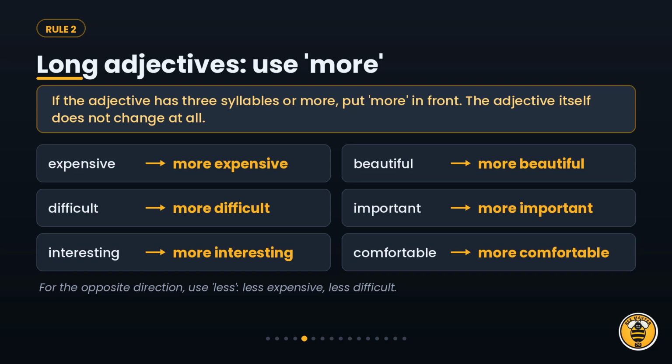Rule 2. If the adjective is long, that is three syllables or more, you do not change the adjective at all. Instead you put the word more in front of it. Expensive becomes more expensive. Beautiful becomes more beautiful. Difficult becomes more difficult. Important becomes more important. Interesting becomes more interesting. And comfortable becomes more comfortable. The adjective itself keeps exactly the same spelling. And if you want to go in the opposite direction, you use the word less. Less expensive. Less difficult. Same structure, opposite meaning.